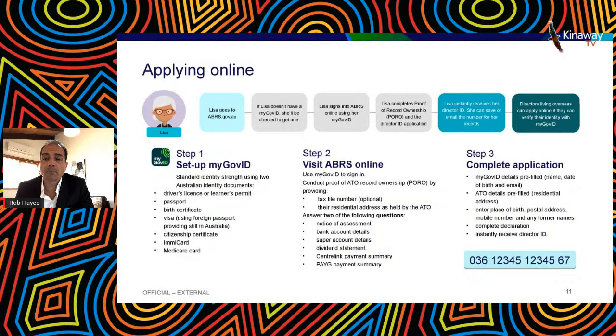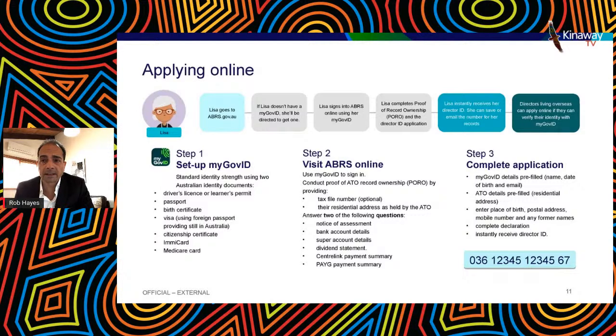Some of that information might be about their last notice of assessment, the bank account details where their last refund went to, perhaps a dividend statement, or a Centrelink payment summary, or a pay-as-you-go payment summary. You can, of course, use your tax file number. That is optional, but you'll also need to confirm the residential address known by the Australian Taxation Office.